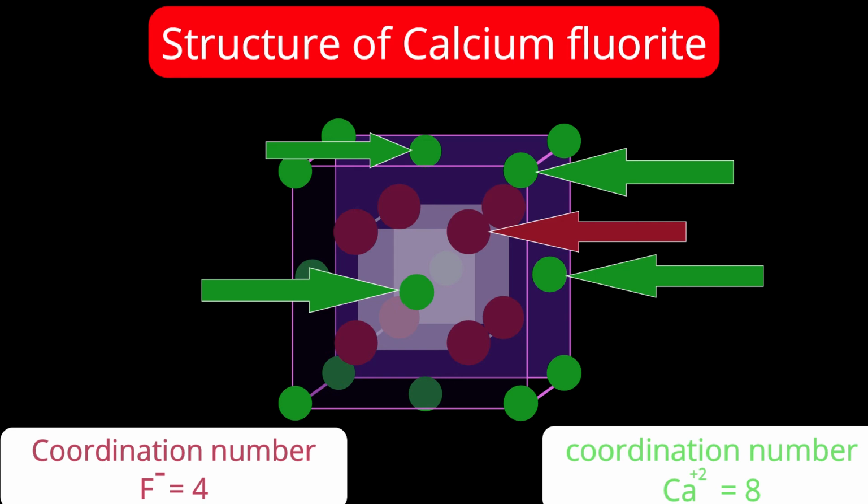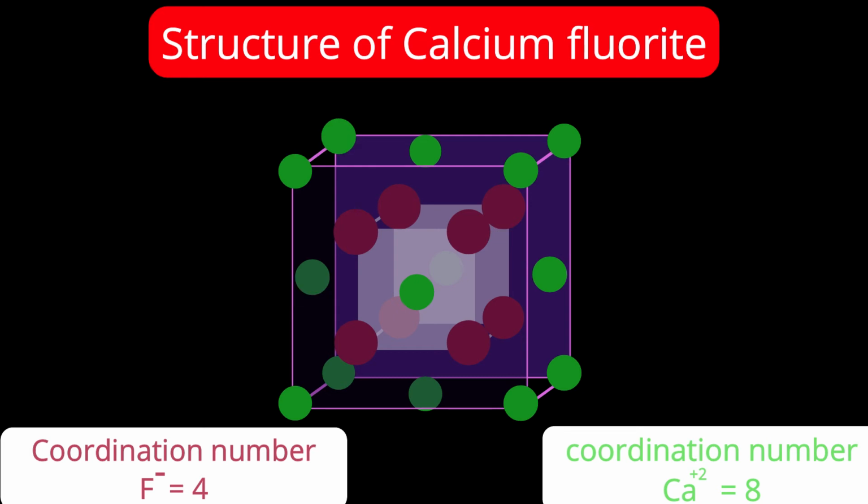So what is the coordination number of F minus ion? 4. So first time we are getting 2 different ions with different coordination numbers. Let us repeat. Calcium plus 2 ions have coordination number 8 and F minus ion has coordination number 4.